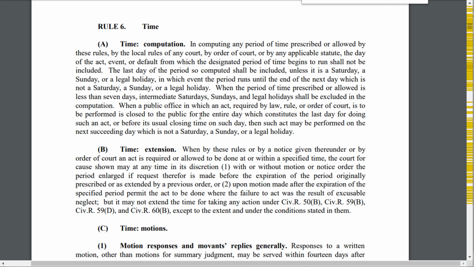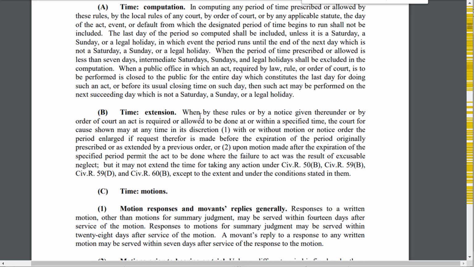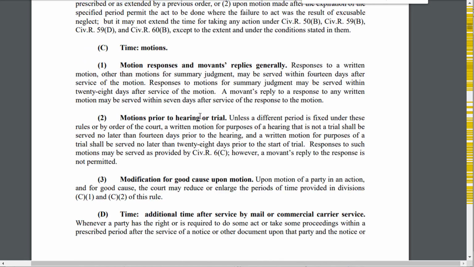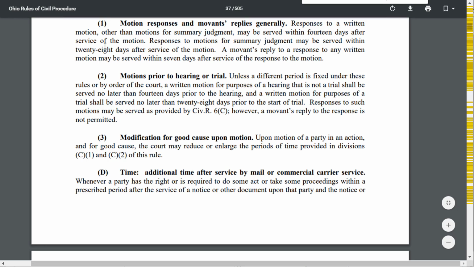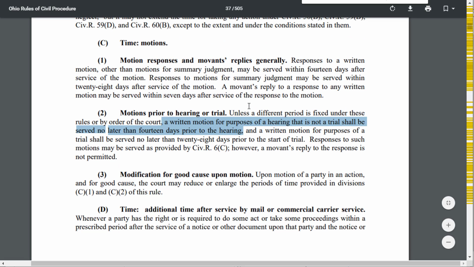So I'm going to click on here the rule for time, and I'm going to read this in the order that I think logically makes sense. So that's under 6C2. Right here it says that a written motion for purposes of a hearing that is not a trial, that's us, shall be served no later than 14 days prior to the hearing. Okay, so 14 days prior to the hearing. That's for the moving party.